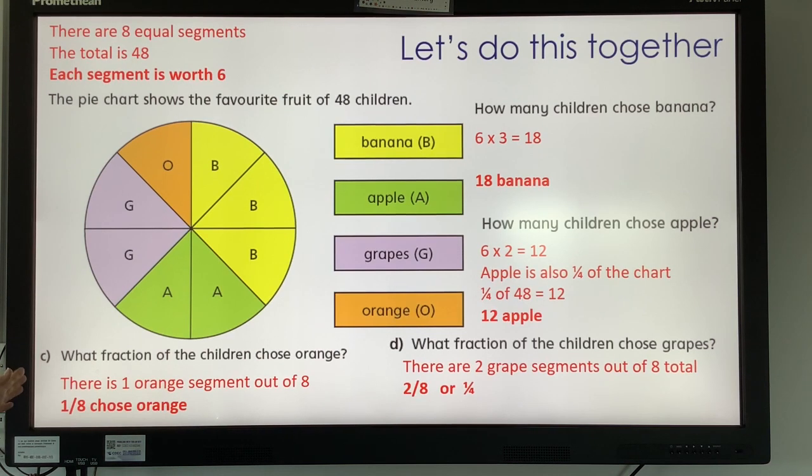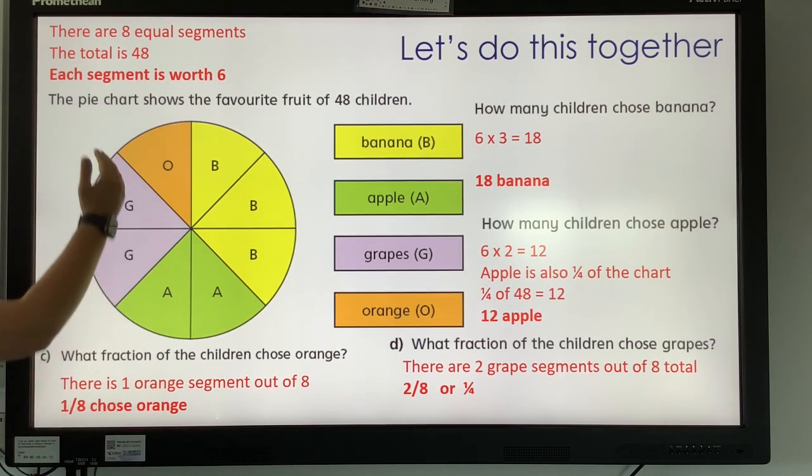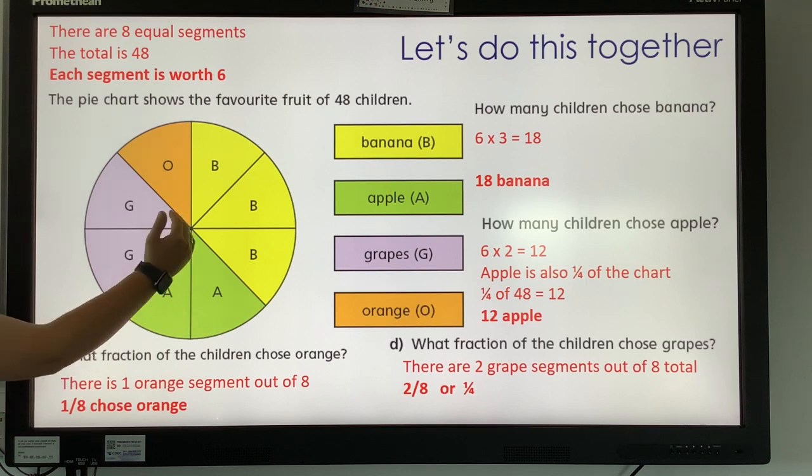C. What fraction of the children chose orange? Well, we know that there is 1 orange segment out of 8 total segments. So we know that 1/8 chose orange. Then for D, what fraction of children chose grapes? We know that there are 2 grape segments out of a total of 8. So we know that that is 2/8. But again, same with the apple, we know that 2/8 can be simplified to 1/4. And you can actually see that is a quarter.